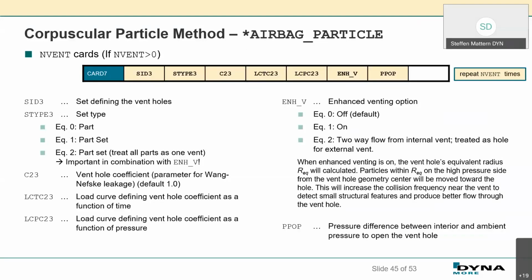Card number 7 is repeated for each vent. The number of vents was specified in card number 2, N vent. A vent is represented by a part or a set of parts included in the airbag definition. So the vent holes are usually not actually holes in the volume, but they are represented by finite elements as well. The algorithm works by particles actually impacting these parts being removed from the control volume. This means that gas is leaking through the vents. Different options are available to control the effectivity of the vent as a function of time or pressure. So you can have vents, for example, which open only after a specific time.